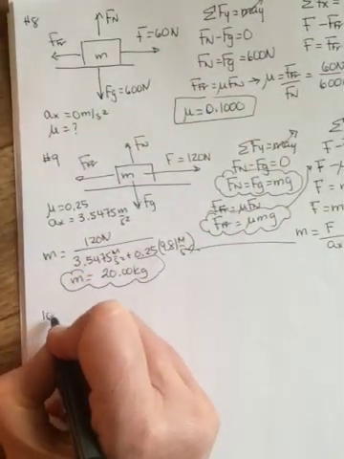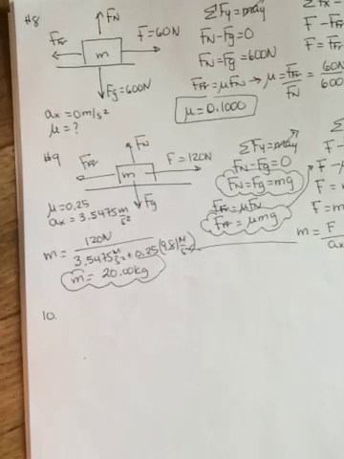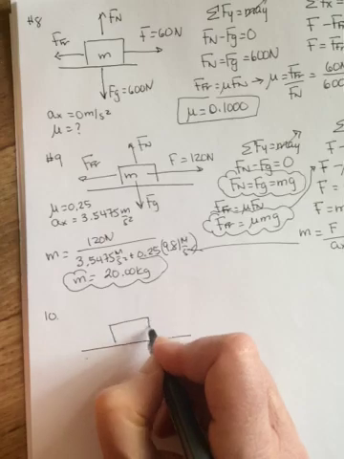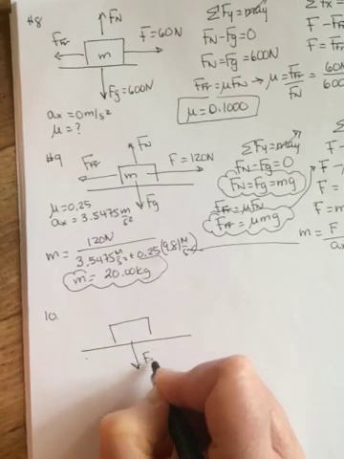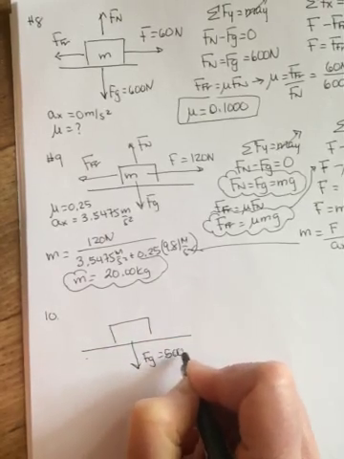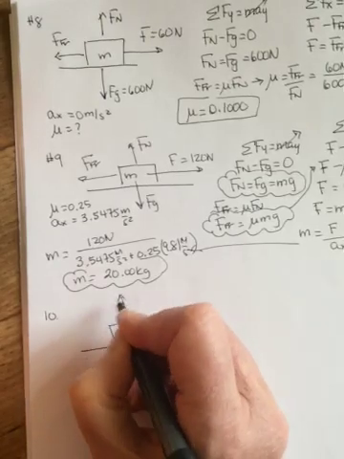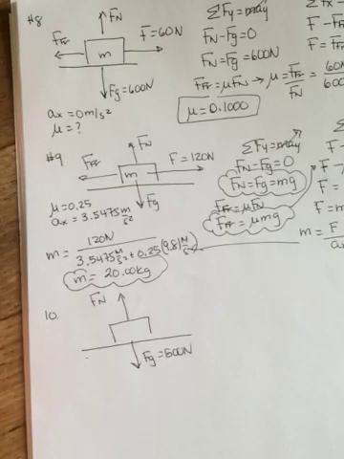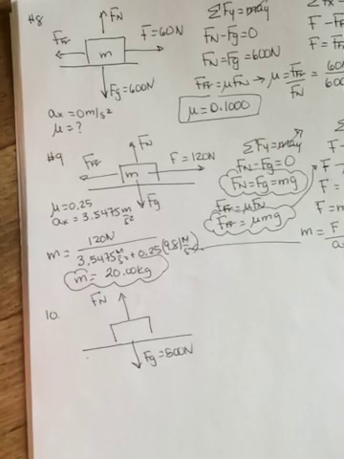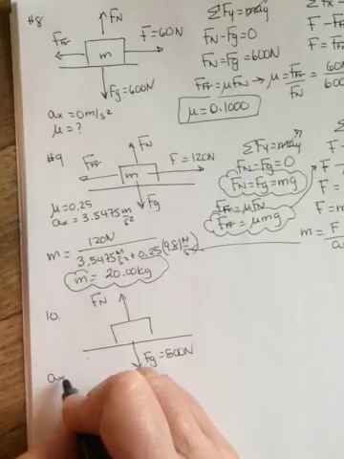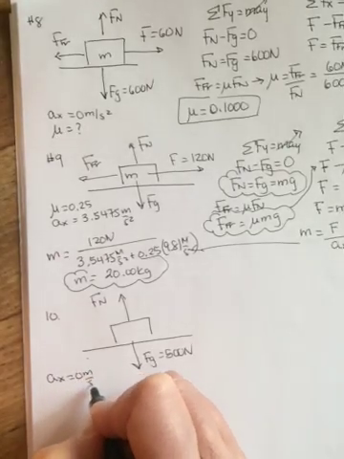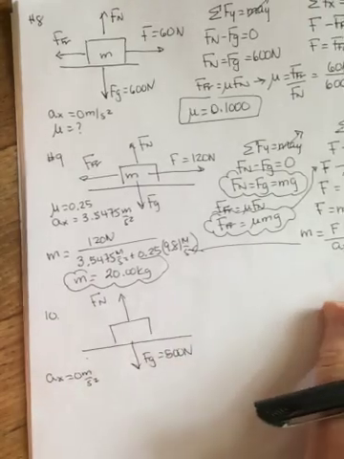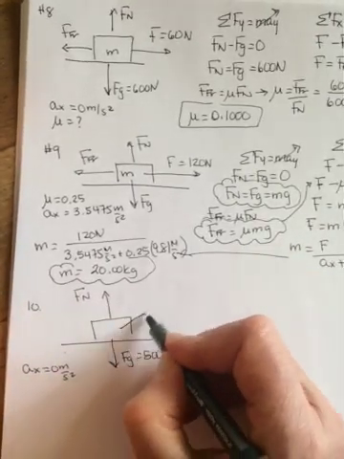Number 10. A box weighing 500 newtons. So we're back to the weighing. That's the F_g. So F_g is equal to 500 newtons. And if there's an F_g going down, there should be an F_N going up. Weighing 500 newtons is being pulled along a level floor at a constant speed. Constant speed, a_x is going to be 0.